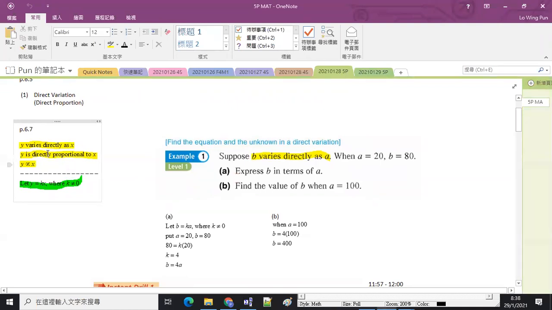When you see these sentence structures, the yellow highlighted ones, y varies directly as x, or y is directly proportional to x, or y this symbol x, then you need to write down this line immediately. Let y be the subject of an equation, and then it is equal to k times x, where k is a non-zero number.